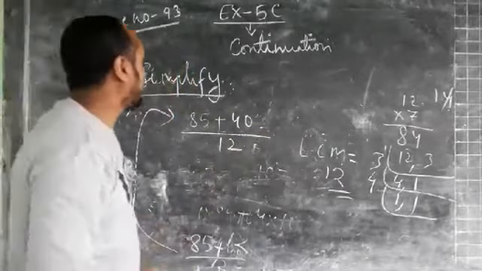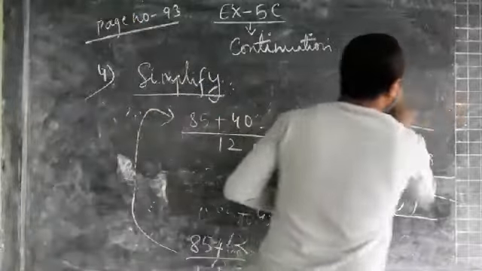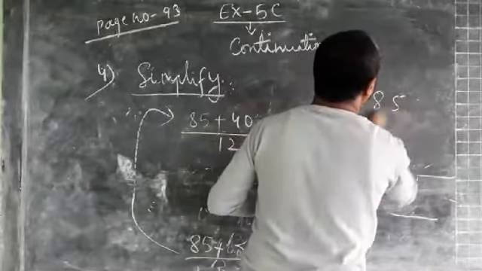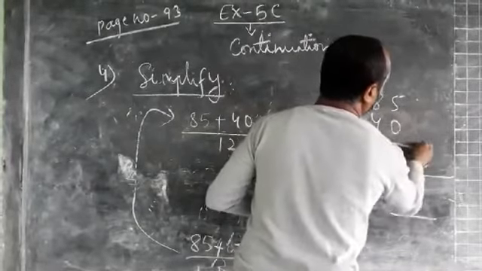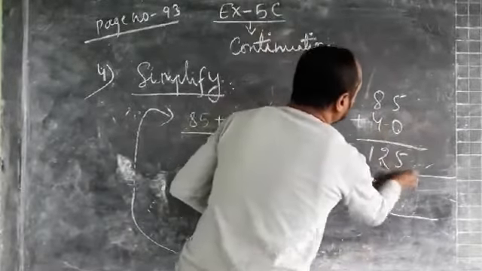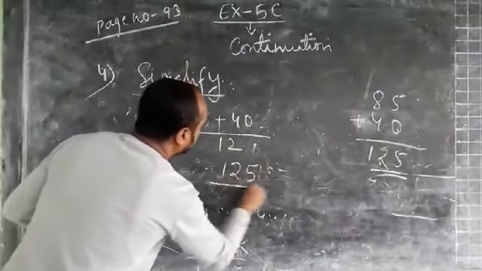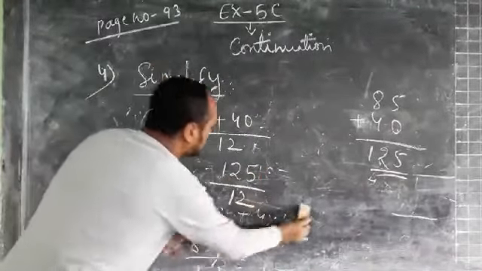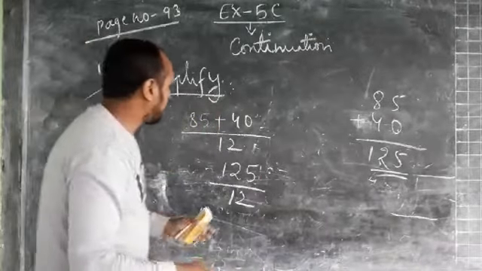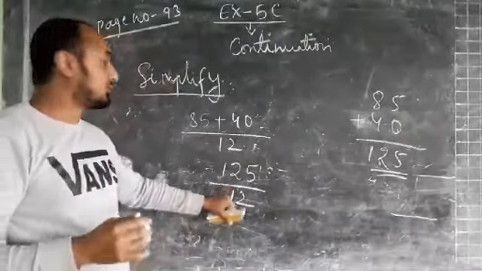Now next step, we have to add this 85 and 40. So do it here, 85 plus 40. 5 plus 0 is 5, 8 plus 4 is 12. So we will get 125. So here 125 by 12. Now you can keep it as it is, or you can make this given fraction into a mixed fraction.